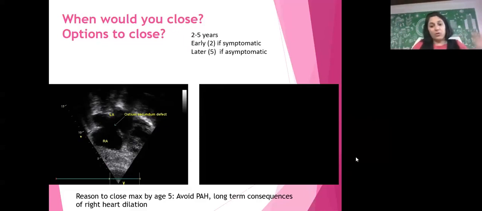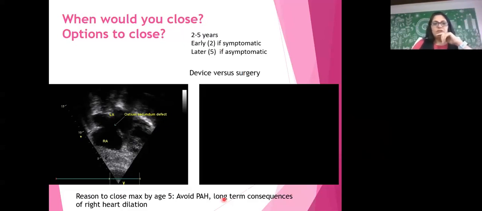Yes, we don't want to do it too early, but there is an optimal age that we need to do it in, and the maximum age is 5 years. So the maximum age for intervening would be 5 years. If they're symptomatic, let's say they're having respiratory infections, not gaining weight, all of that, then you can do it at 2 or 3. If they're asymptomatic, you can do it before they go to first standard, by 5 years. And the reasons to do it are this. Okay, all clear on this?